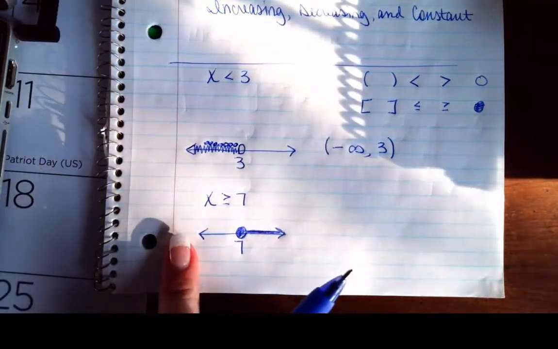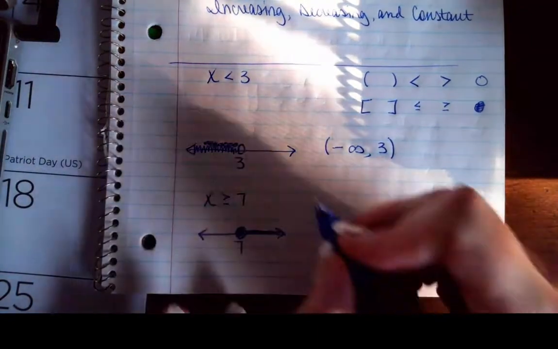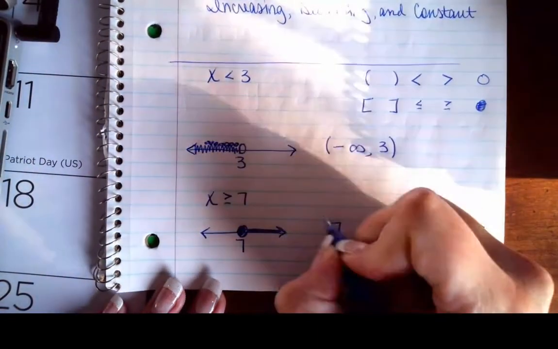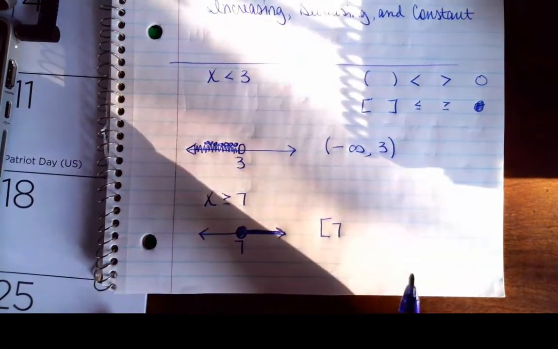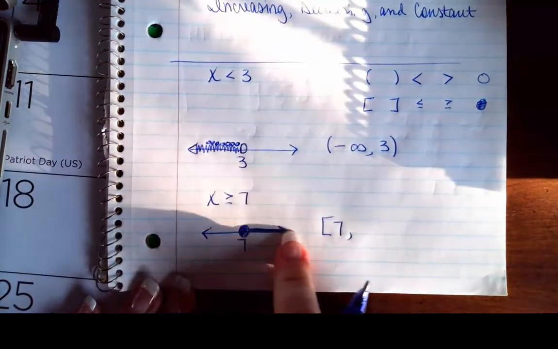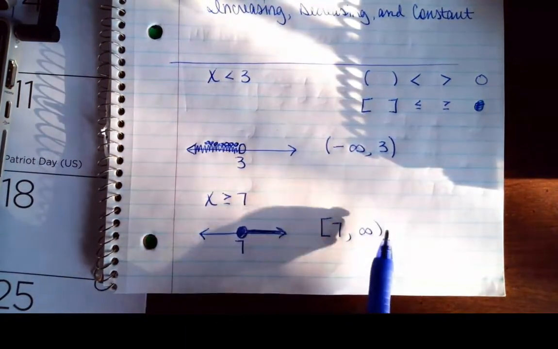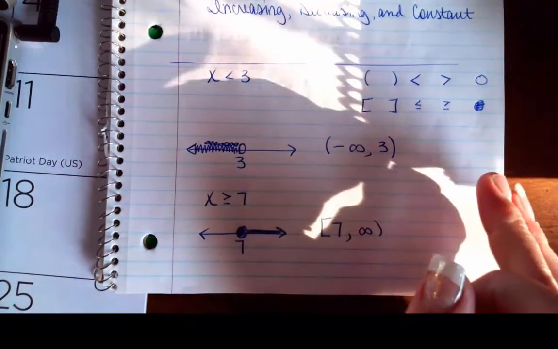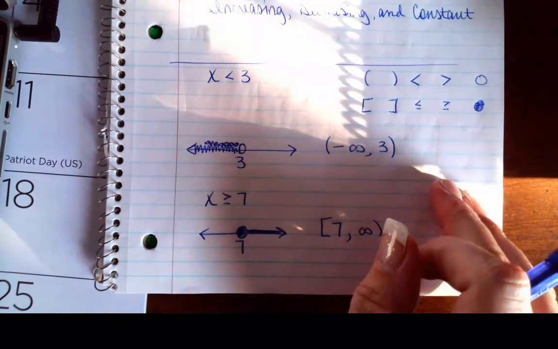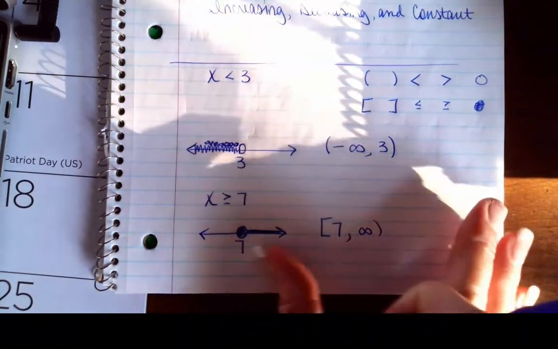So, reading from left to right, where does my answer start? Bam! Starts at 7. Can I touch the 7? Yes, I can, okay? And then where does my answer end? It's going to go forever and ever off to the right to positive infinity, and positive infinity always gets a soft bracket.